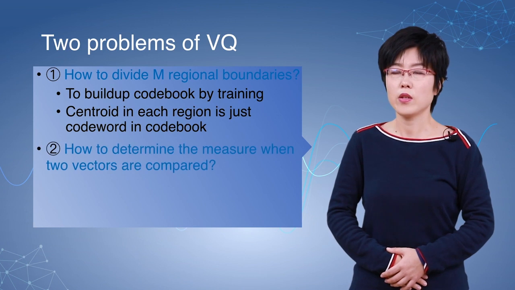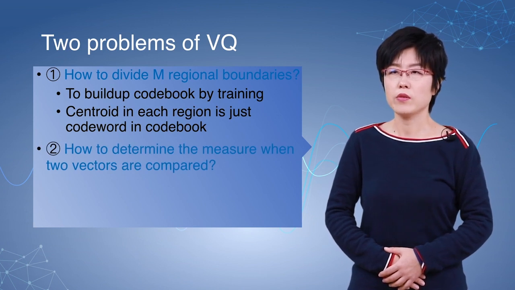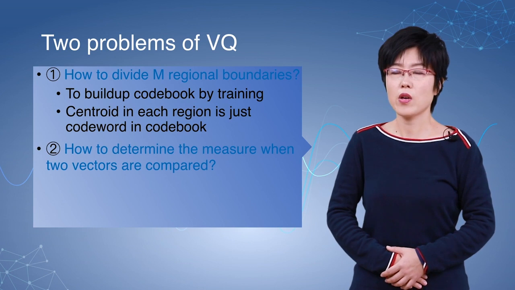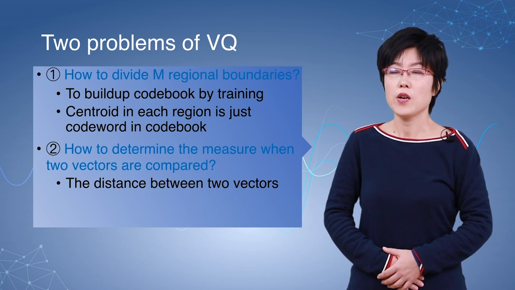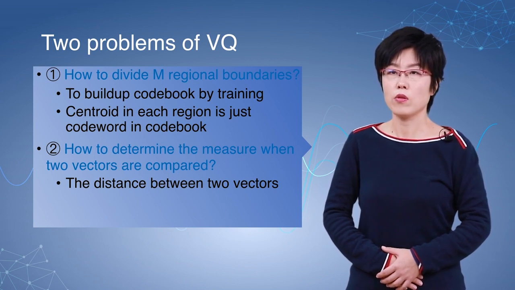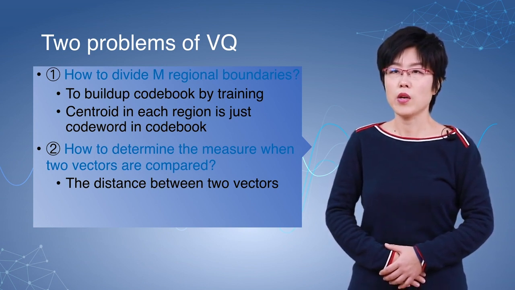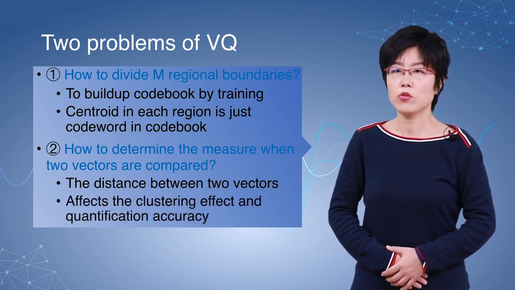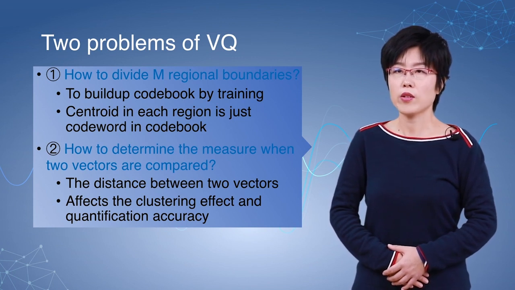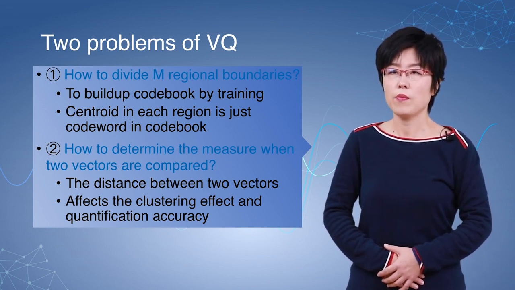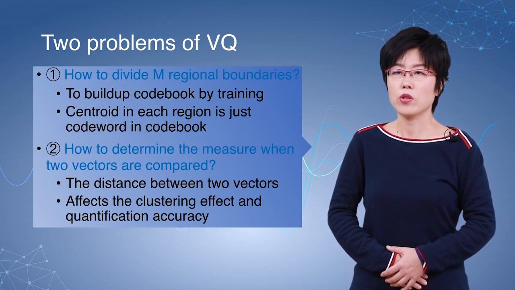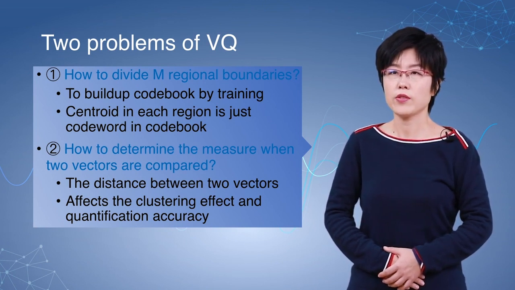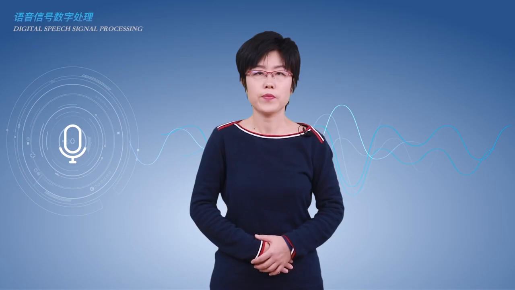The second one is how to determine the measure when two vectors are compared. This measure is the distance between the two vectors, or the degree of distortion based on one of the vectors. It describes the cost to be paid when the input vector is represented by the vector corresponding to the codebook, which affects the clustering effect and quantization accuracy.